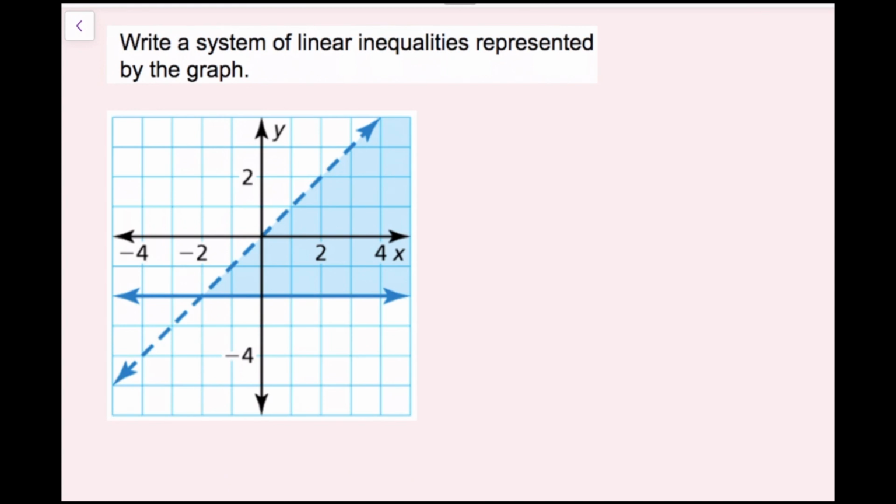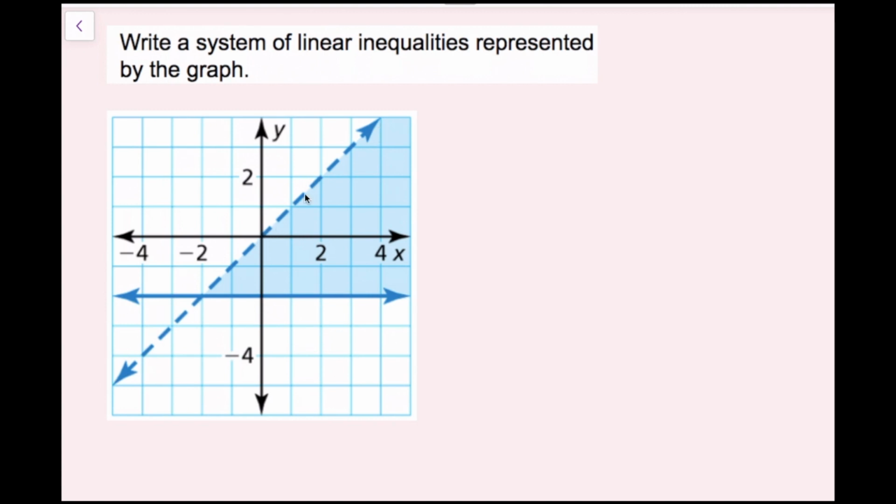For this example, we're going to write a system of linear equations represented by the graph. All right, so first thing we're going to do is figure out the slope and the y-intercept of each of these lines. Okay. Well, I'm going to start with this dashed line right here, and the dashed line does tell me something, and we'll talk about that in a moment. But anyway, the y-intercept is 0.